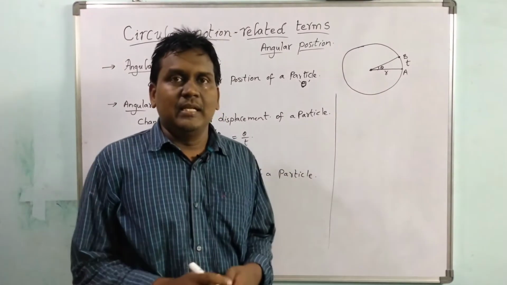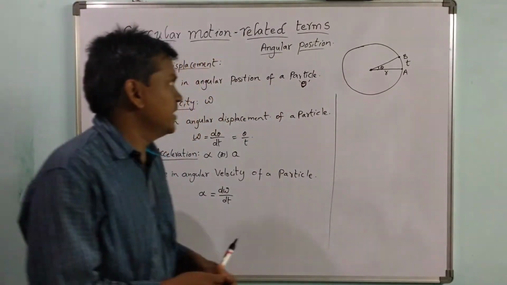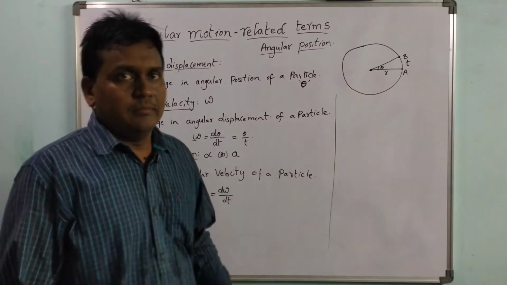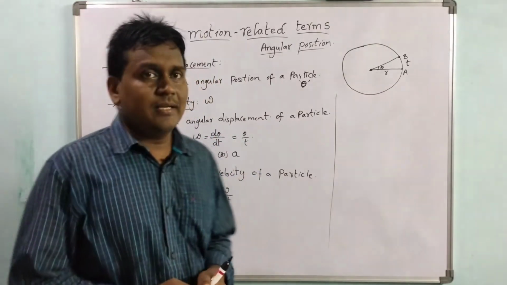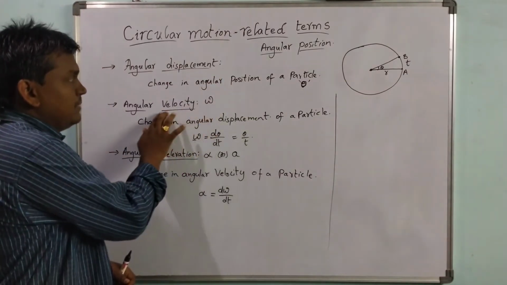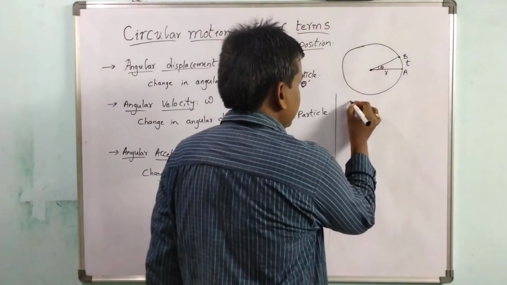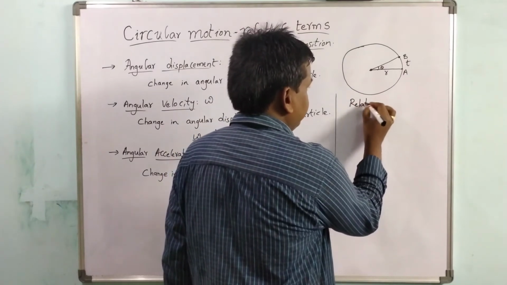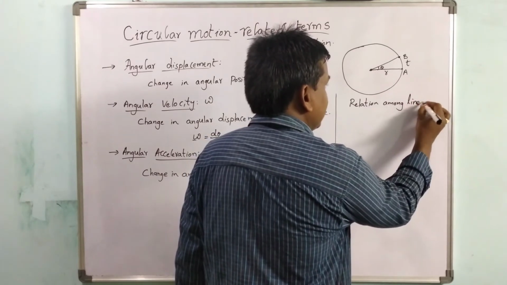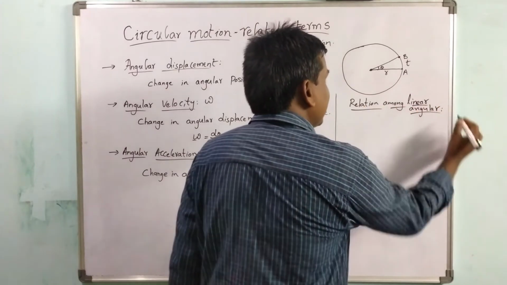Now let us see the relation among linear and angular variables. These variables are displacement, velocity and acceleration. If a particle is moving in a straight line, we may say that the particle is making some displacement, some velocity, and some acceleration. So let us see the relation among the two quantities, the relation among linear and angular quantities.